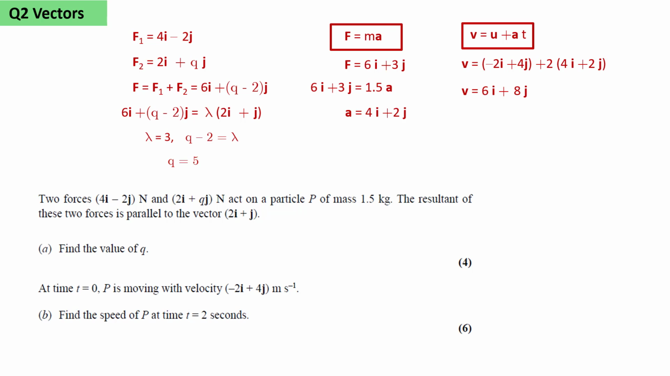We want to find the speed at time t equals 2 seconds rather than the velocity. The speed's the magnitude of the velocity vector. To calculate this, it's simply Pythagoras, and here in fact we have a 3, 4, 5 right-angled triangle. So the speed at time t equals 2 will be 10 meters per second.